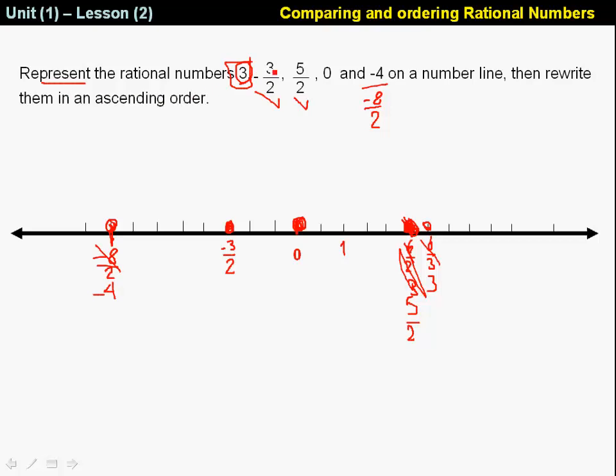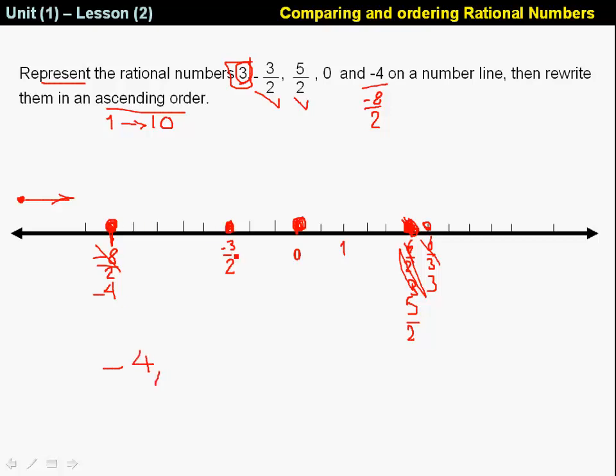We represent the rational numbers, and we have to rewrite them in ascending order. Ascending order means from small to big. We have to start from the smallest number. So we have to start from the left side to the right one. Okay, this is the first, which is minus 4. We have to write minus 4.